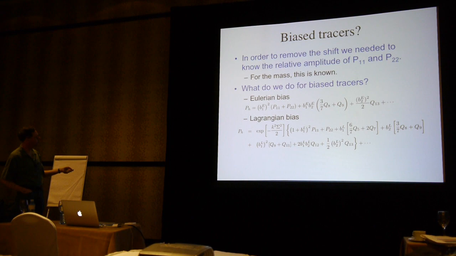You can do this in either Eulerian or Lagrangian pictures. You get very similar results. I'll just write out some formulae to show you. The halo power spectrum ends up with some kind of bias squared times a bunch of matter pieces.